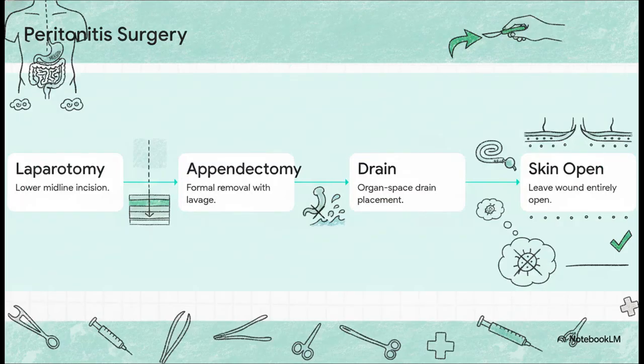You want option C. You perform the appendectomy, leave a drain, but you must leave the skin open. There are exact steps to follow here. Use a lower midline laparotomy so you can visualize all quadrants, do a formal appendectomy, use copious warm saline lavage, and place an organ space drain. But most crucially, you purposefully leave that superficial skin incision entirely open to heal by secondary intention. If you try primary closure in a grossly contaminated field like that, you are looking at a near 100% risk of severe wound infection and fascial dehiscence.